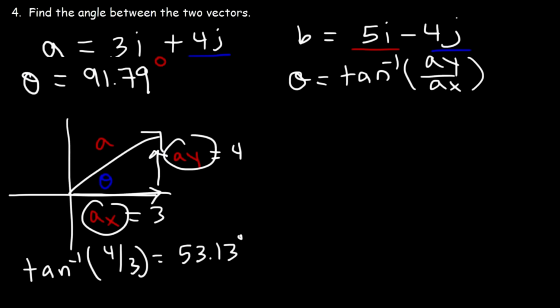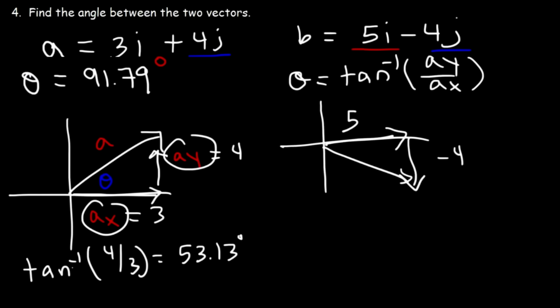The x component is 5, the y component is -4. So this is vector B. 5 is bx, -4 is by. So we've got to find this angle theta.